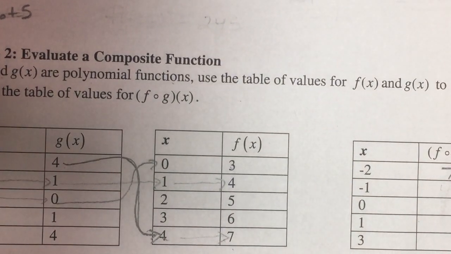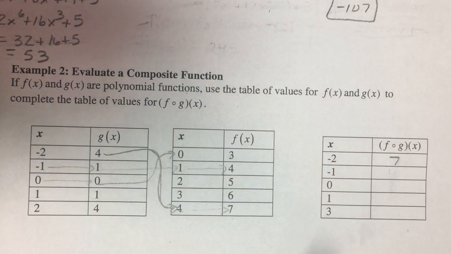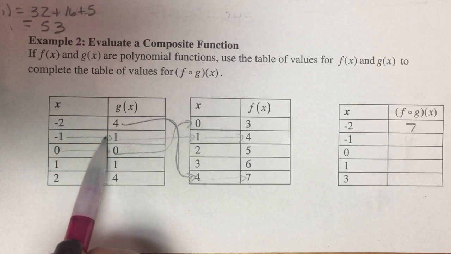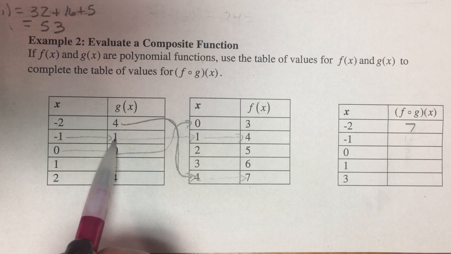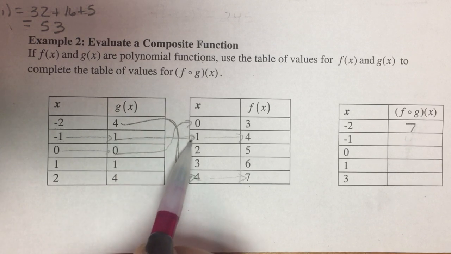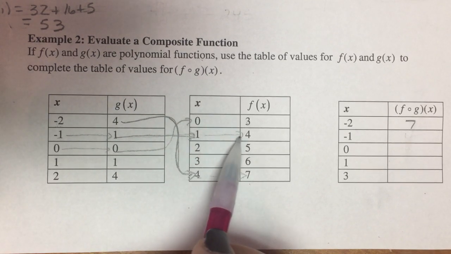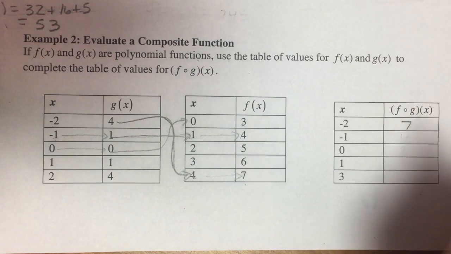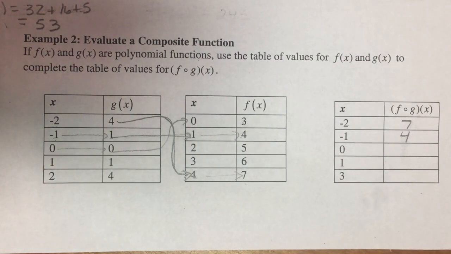Okay, I'm going to back out just a little bit. Let's do this one. If I take -1, plug it into G, it tells me I get 1. Then I take that 1, plug it into my F function, I end up at 4. So -1 input ends up with an output of 4.